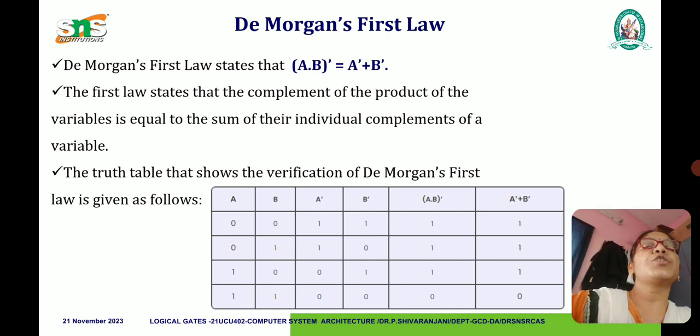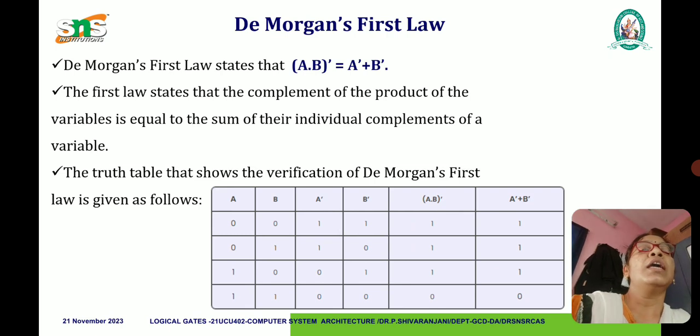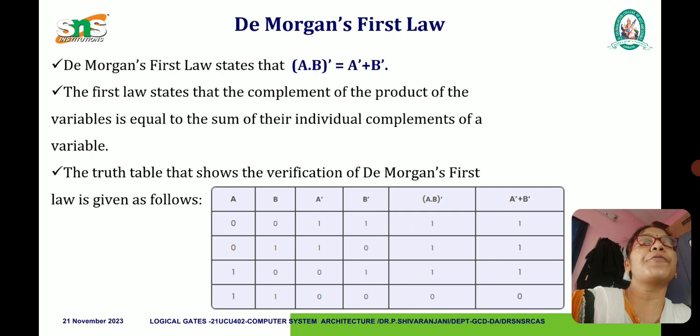The truth table shows the verification of De Morgan's first law, as given in the table. So here we have taken 2 to the power of n; that is, for n equal to 2, we have 2 to the power of 2, that is 4 possible combinations will be obtained.